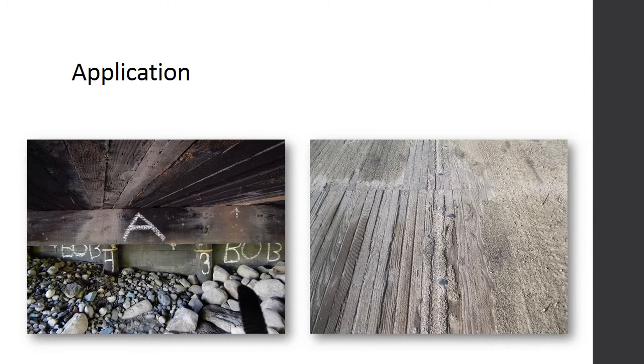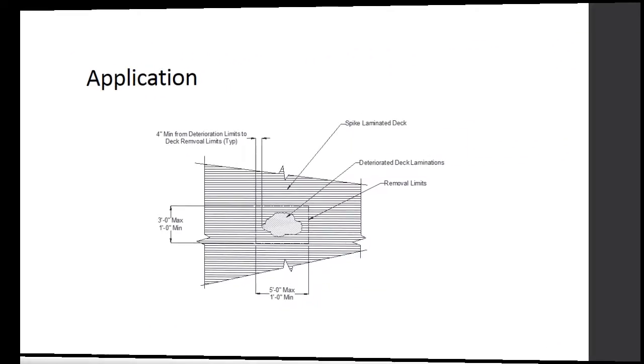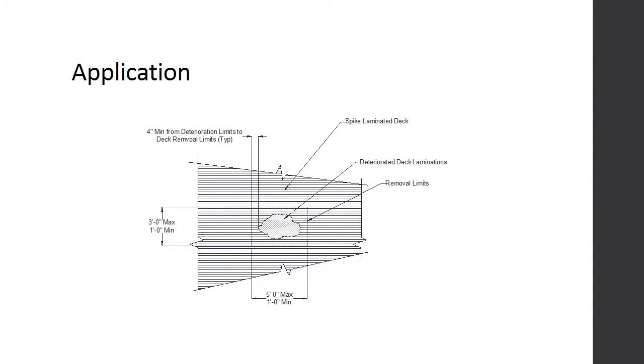The method presented is used for repairing a dowel or spike laminated deck, commonly called a wheeler deck, like that shown in the photos. One which has a localized area or areas of deterioration extending to either partial depth or full depth. Due to the strength of the repair, it is recommended that the area of repair be no longer than 5 feet and no wider than 3 feet.